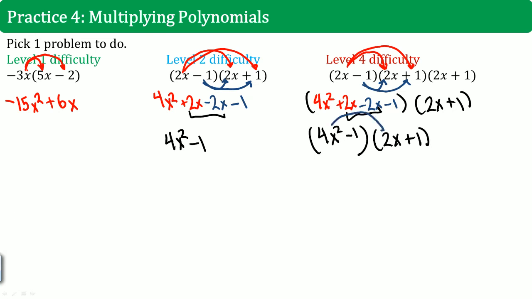4x squared times 2x becomes 8x cubed. Sorry, it's not wrong, but I want to make sure I color code it consistently, so let's make that red. So 4x squared times 2x becomes 8x cubed. 4x squared times 1 becomes plus 4x squared. Good. And then you have blue. Negative 1 times 2x becomes negative 2x. Negative 1 times 1 is negative 1. Here, there are no like terms. So there you go, you're done here.